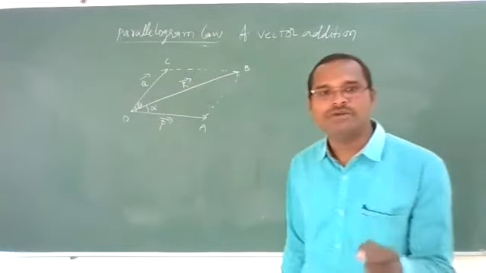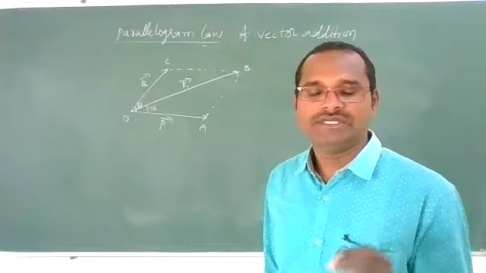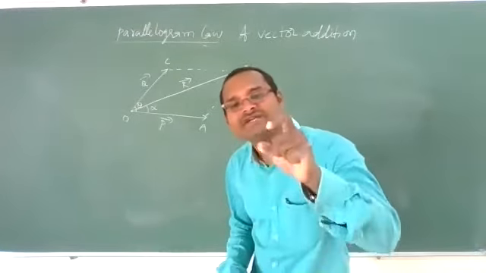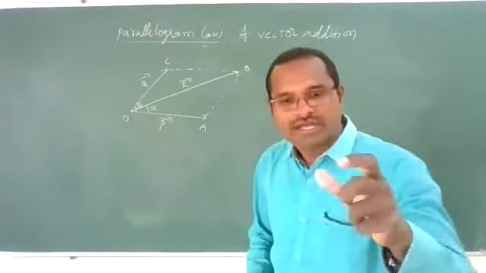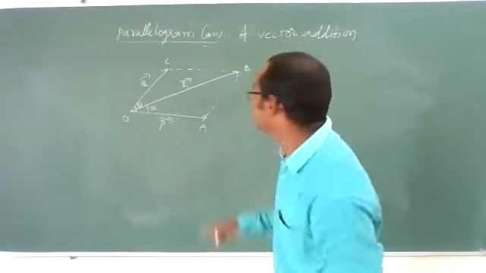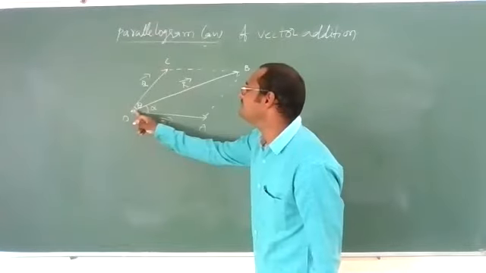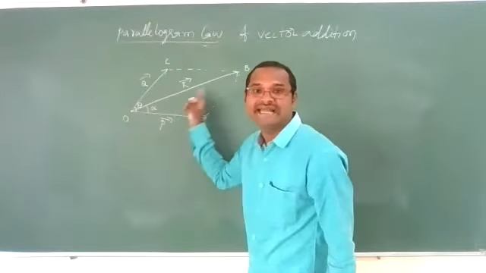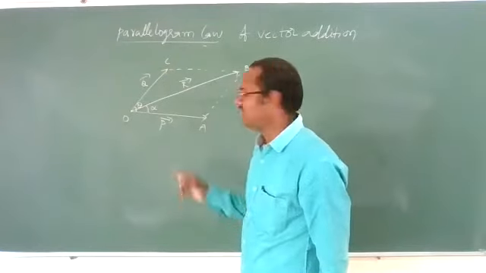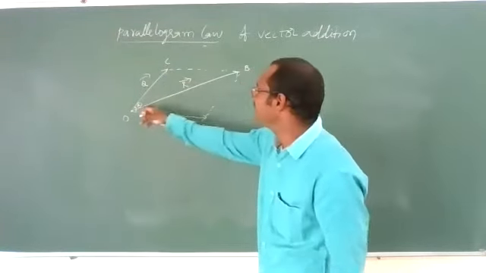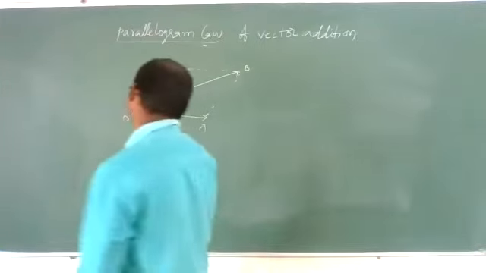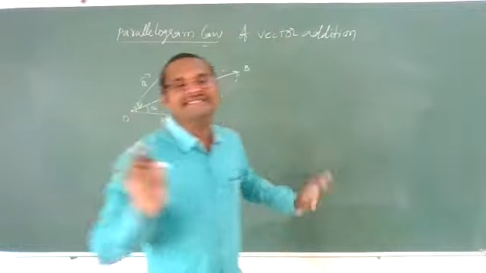If P bar and Q bar represent two sides of a parallelogram, then the resultant of the two vectors is given by the diagonal of that parallelogram. Which diagonal? This is not the diagonal. The diagonal which is passing through the two vectors, that diagonal. You don't take the opposite diagonal. However, if you take this also, you will get the answer, but you take this diagonal only.